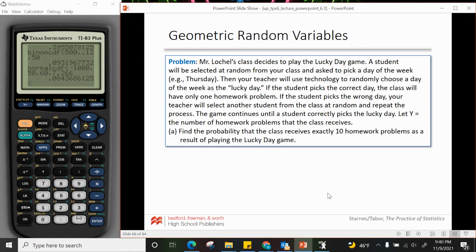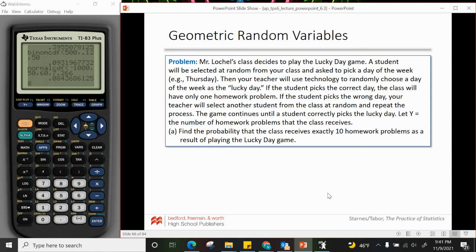So let's do an example. In class, we decided to play a game called the Lucky Day game. A student will be selected at random from your class and asked to pick a day of the week. Then your teacher will use technology to randomly choose a day of the week as the lucky day. If the student picks the correct day, the class will only have one homework problem. If the student picks the wrong day, your teacher will select another student from the class at random and repeat the process. The game continues until a student correctly picks the lucky day.